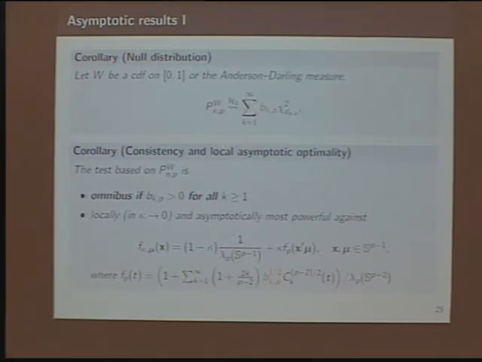specific alternatives. So how much time do I have left? I'm not sure. About 10 minutes. Oh good, 6 minutes. Okay.